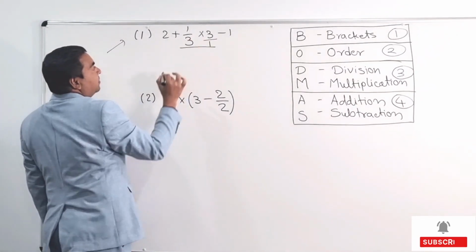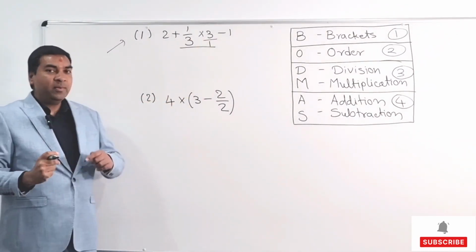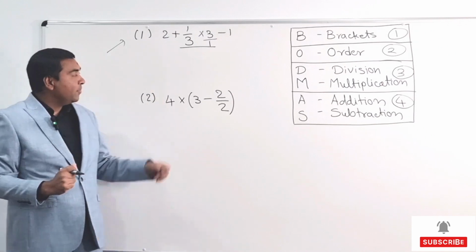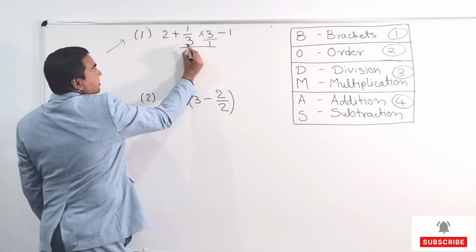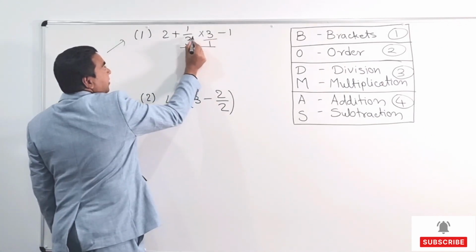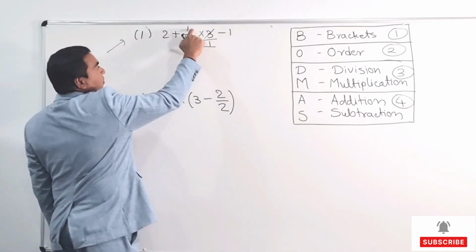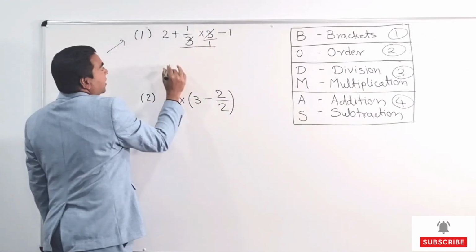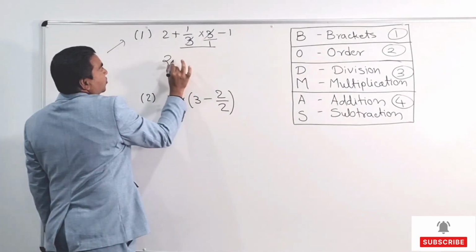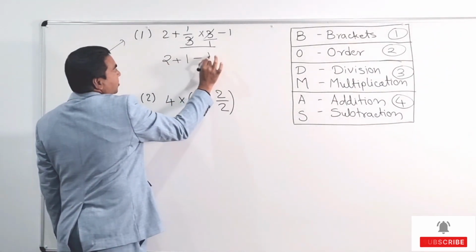Now in multiplication you can do a little bit of cancelling on top and bottom. There is a 3 here, there is a 3 here, so I can cancel out 3 and 3. So 1 upon 1, which is going to be 1. So I can simplify that: 2 plus 1 minus 1.